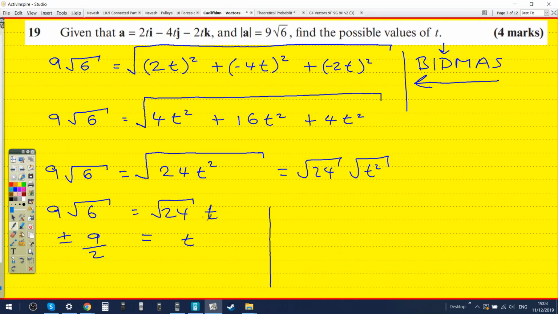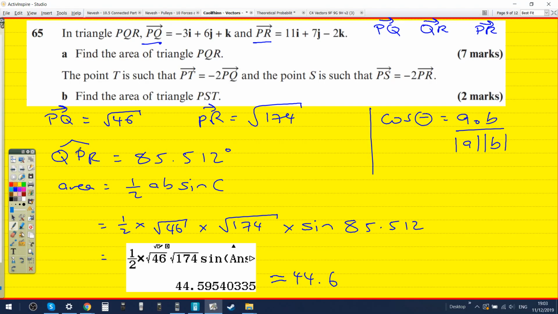Tricky stuff. So this one gave you problems. I'm not entirely sure why. Instead of 2, it was 2t. Just put all those in. 24t squared, simplify and solve. Maybe just practice it. Maybe it's the square roots. Square roots are tricky.